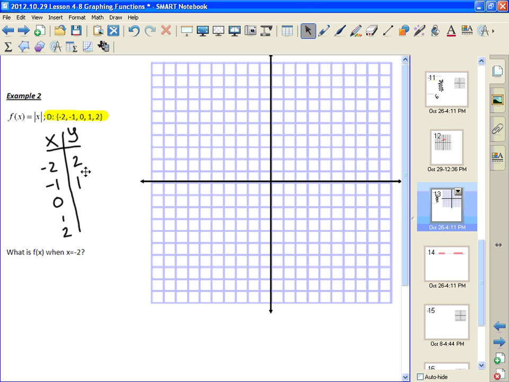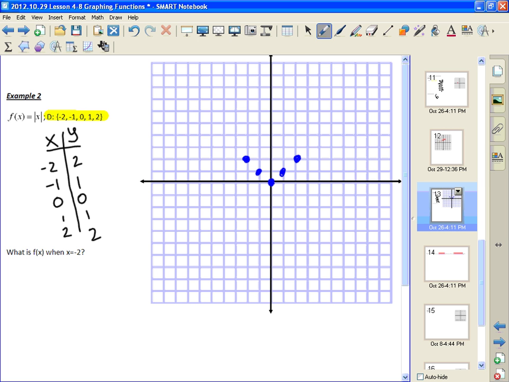Okay, when x is 0, y is 0. When x is 1, y is 1. And when x is 2, y is 2. Okay, so then I put that on the graph. So x is -2, y is +2, which will be right there. Then when x is -1, y is +1, so I go right there. When x is 0, y is 0, so at the origin, and then 1, 1, and 2, 2.